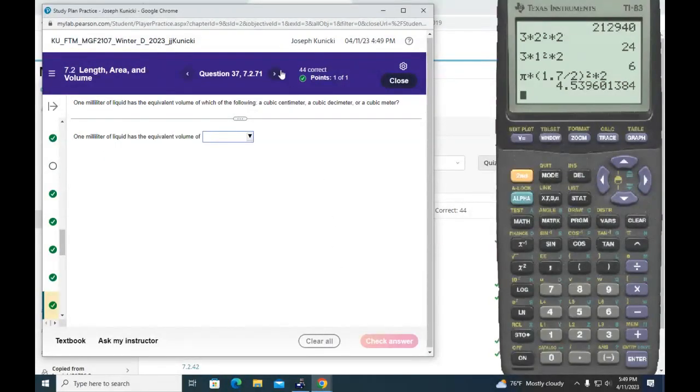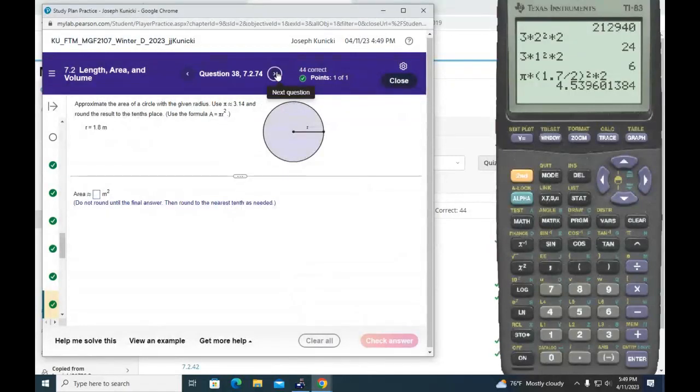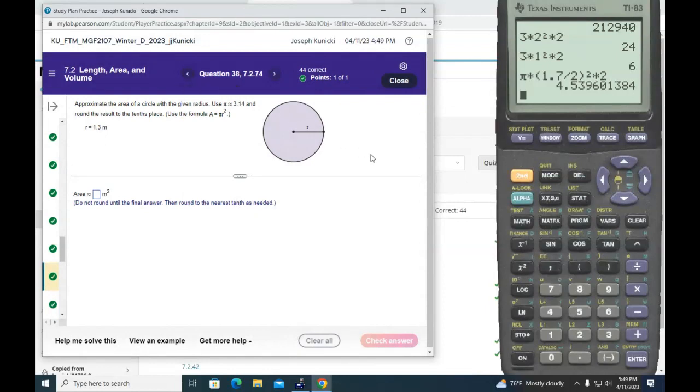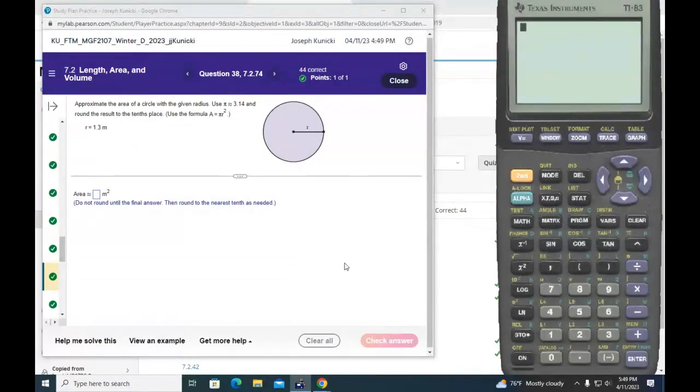76. Let's see. What's this one? Another one of those roundings. Oh, we could do it. Approximate the area of a circle with the given radius. Use pi equals 3.14 and round the result to the 10th place. So use A equals pi r squared.